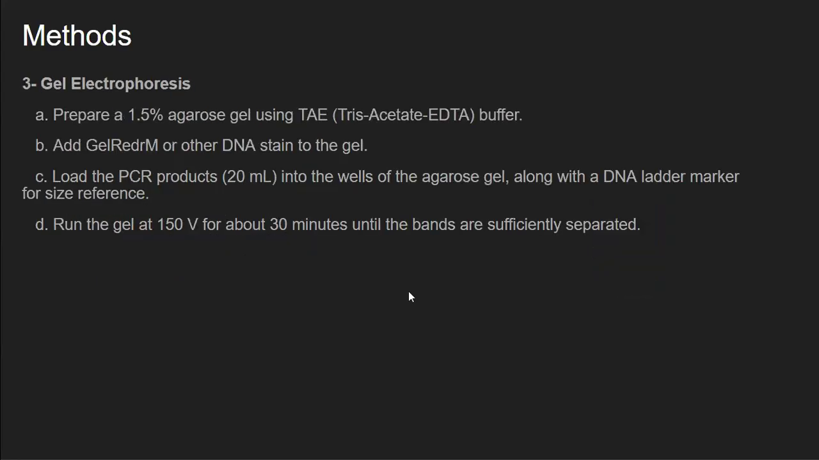3. Gel electrophoresis. Prepare 1.5% agarose gel using TAE, Tris-acetate-EDTA buffer. Add GelRed or other DNA stain to the gel. Load the PCR products, 20 milliliters, into the wells of the agarose gel, along with a DNA ladder marker for size reference. Run the gel at 150 volts for about 30 minutes until the bands are sufficiently separated.